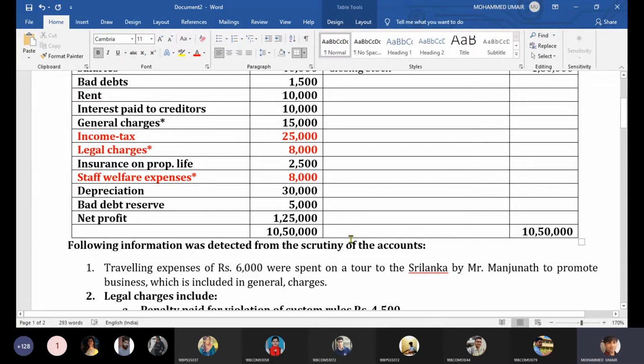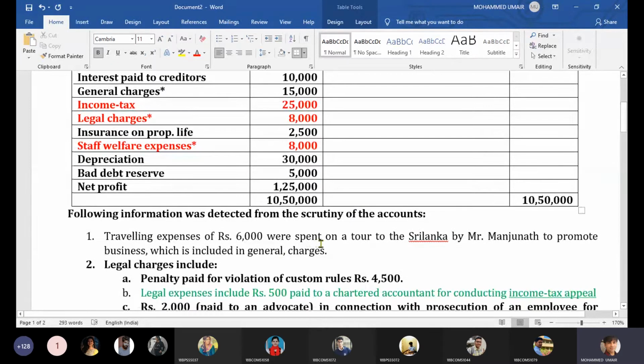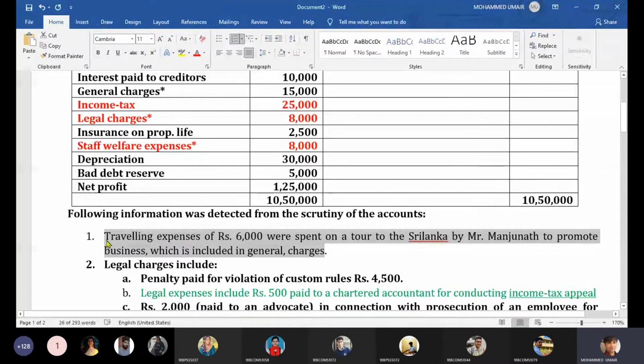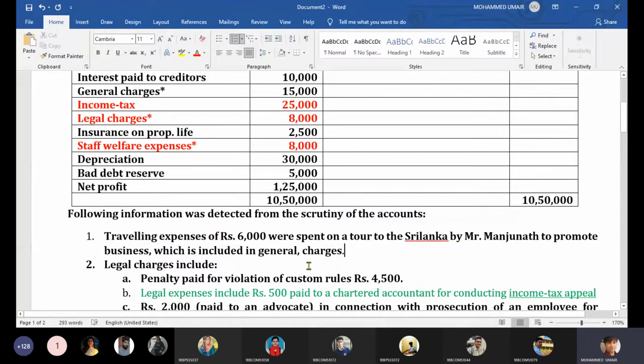general charges. If you look, there's an adjustment which says travel expenses worth 6,000 is included in general charges. Okay, so travel expense is included in general charges. Now, for what purpose has the SSE traveled? Is it for his personal recreation, leisure, or is it for the purpose of business? The answer is, it clearly says he went to Sri Lanka for the purpose of promoting business. So this travel expense is also business related. So no need to do anything.